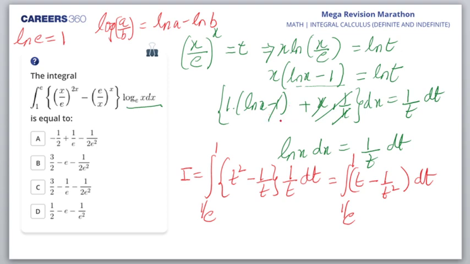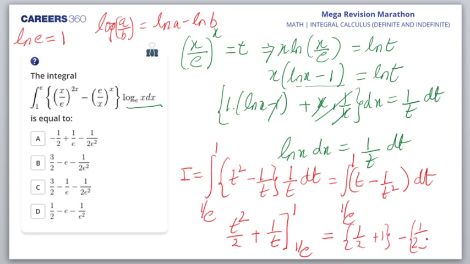So we integrate it. We get t square by 2, minus 1 by t square, whose integration would be minus 1 by t. So minus is there, so minus would go. And it is 1 by e to 1. If I put the limits, I get half when I put 1, plus 1, minus 1 by 2e square, plus e.